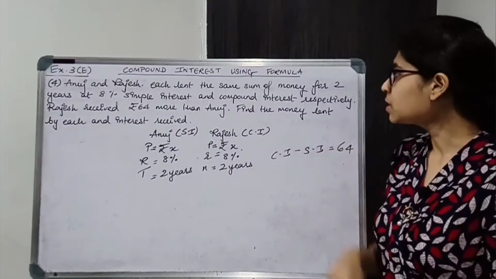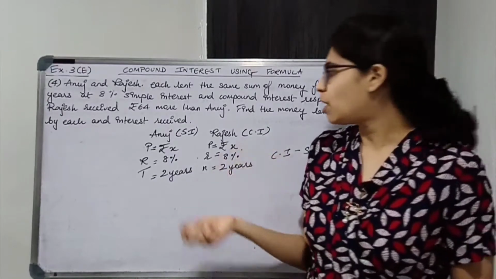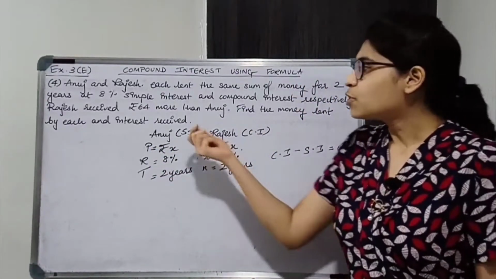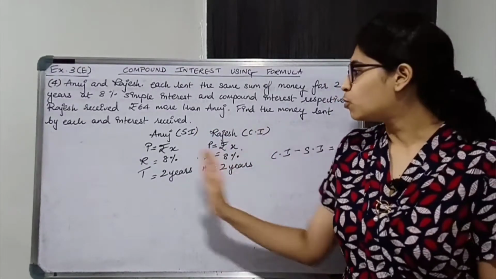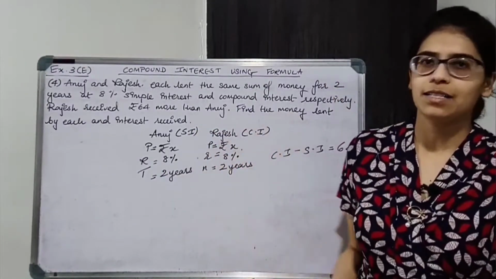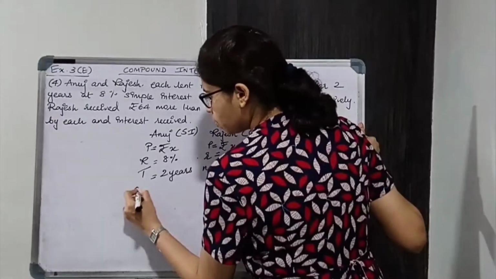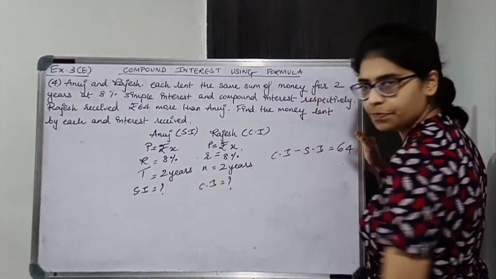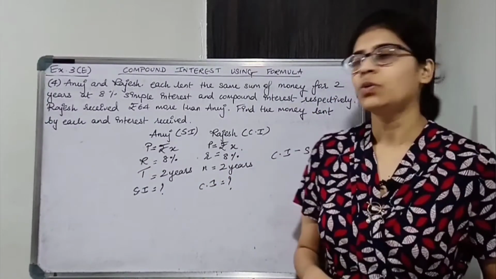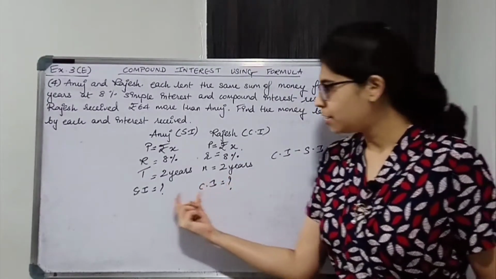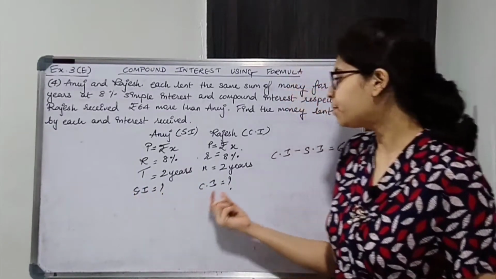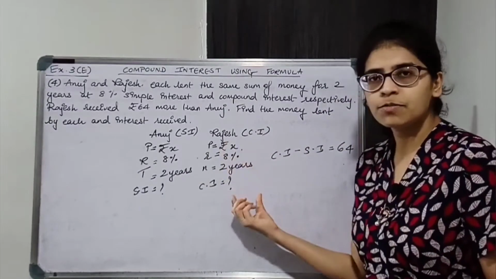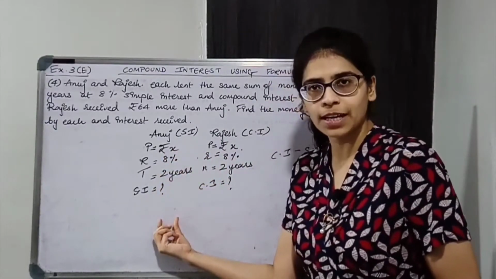Find the money lent by each. That is, you have to find the principal. In both the cases it is the same. And the interest received. So interest received by both of them, that is, we have to find CI and SI. So over here we need to find SI and here CI. Now over here you will get CI, here you will get SI. Here you will get it in terms of X. Again something in terms of X. Here also something in terms of X.